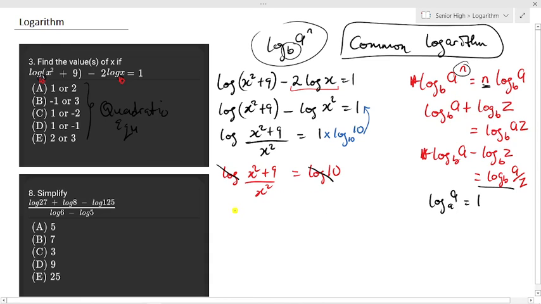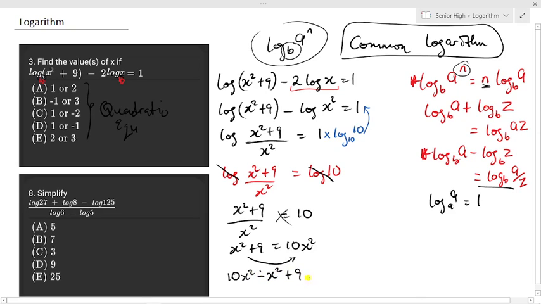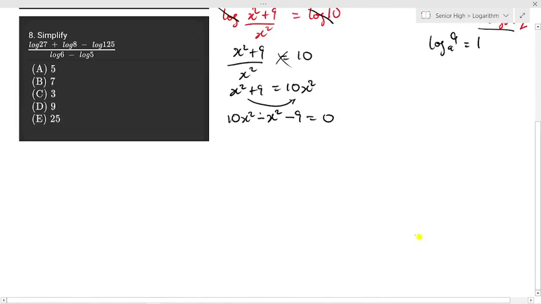So now I have finally eliminated the logarithm out of the equation, and I have just (x squared plus 9) over x squared is equal to 10. Cross multiply, I have x squared plus 9 is equal to 10x squared, and then I can take everything over to this side, and that is 10x squared minus (x squared plus 9) is equal to 0. Sorry, minus x squared minus 9 will be equal to 0, since I've taken everything over to the other side of the equation.